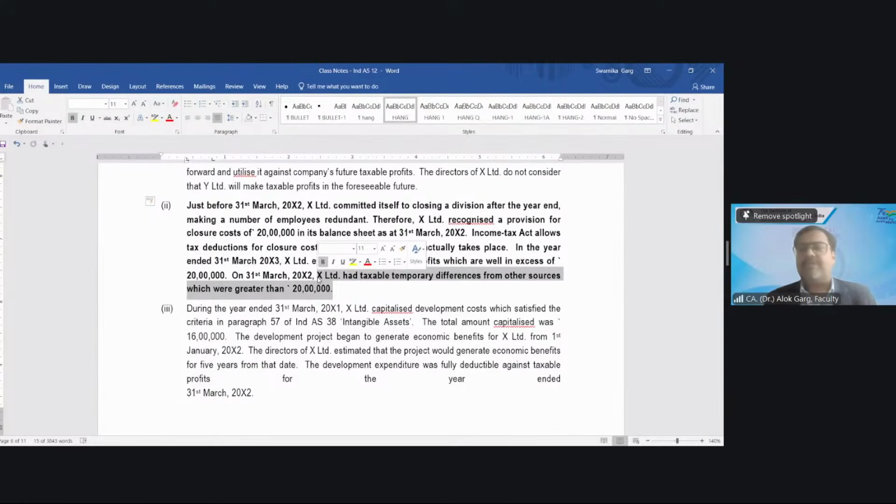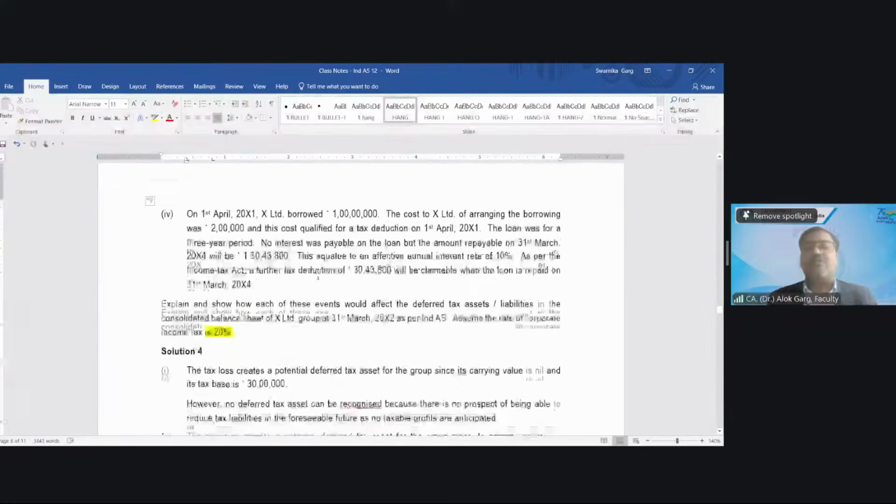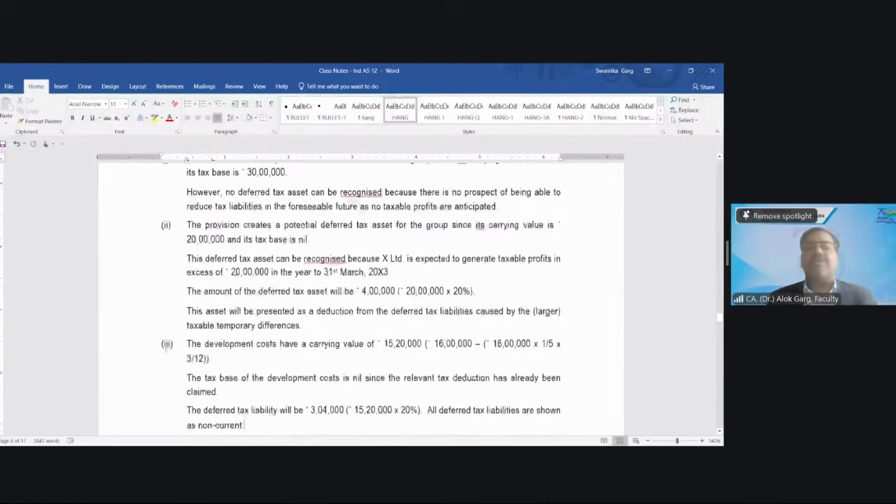30 lakh multiplied by 20%, 6 lakh. What is my DTA on the restructuring provision? 4 lakh. So how should I present? 6 lakh of DTL, 4 lakh DTA, net. What is the number? 2 lakh DTL is going to be presented. This is what this question is talking about. This question is saying this asset will be presented as a deduction from the deferred tax liability because of the larger taxable temporary differences. Is that clear?